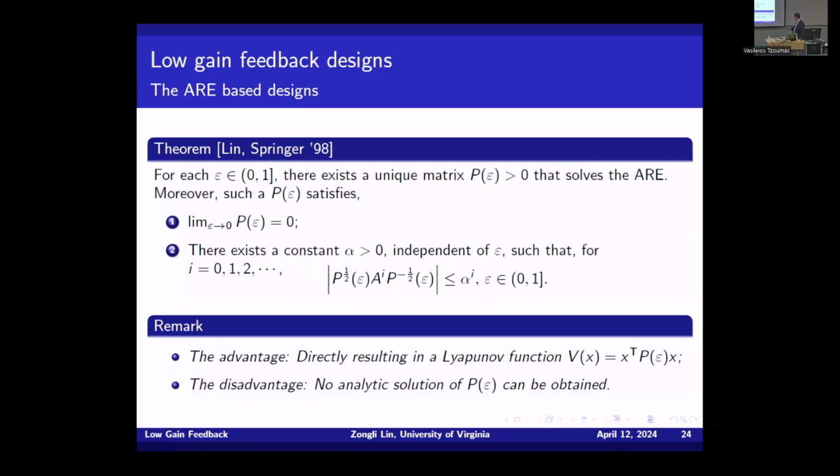So the advantage and disadvantage here: the advantage is that the ARE-based design will result in a Lyapunov function automatically because P is solved. But going backward, in the end, I was able to construct P for the eigenstructure-based design by taking a couple of pages to write it. So this one is nice. On the other hand, the disadvantage is this P of epsilon here, the analytic solution in general cannot be obtained. So every time you change the epsilon, you have to resolve the Riccati equation.